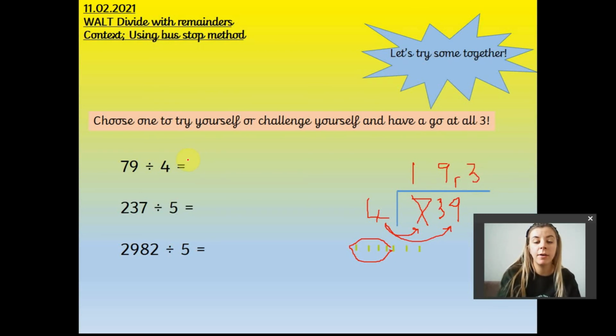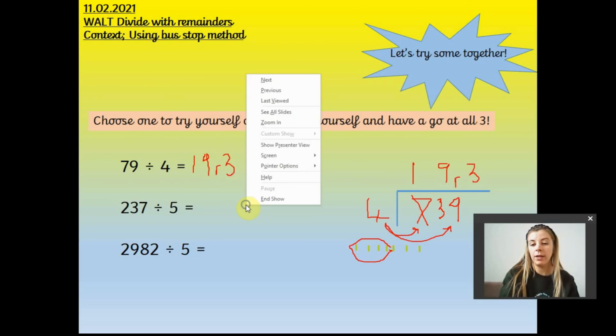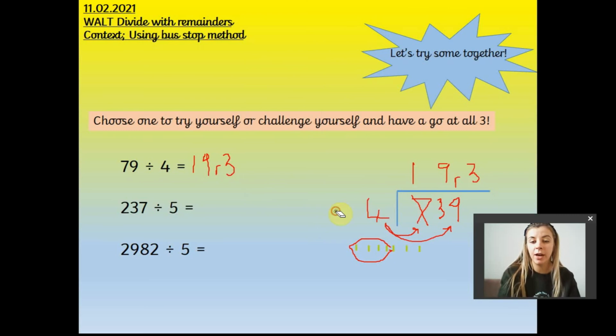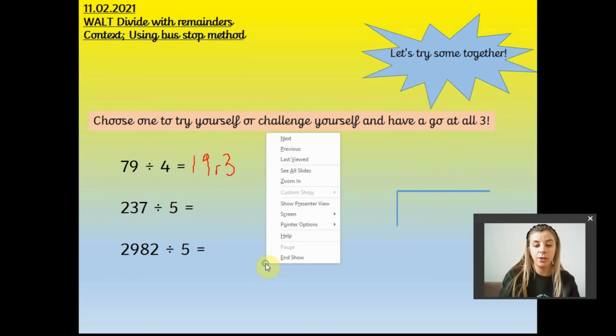So 79 divided by 4 is 19, remainder 3. Okay, hopefully you guys got that one right. If you did, pause me and have a go. And if you're feeling a little bit unconfident, hopefully you had a go at that alongside me. Right, let's have a go at question number 2.